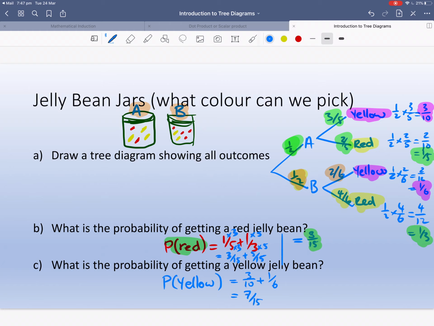Okay, so there we go. Hopefully this makes sense, but that's probability using tree diagrams.